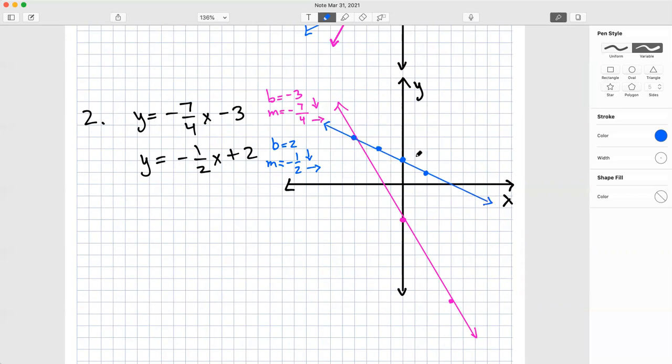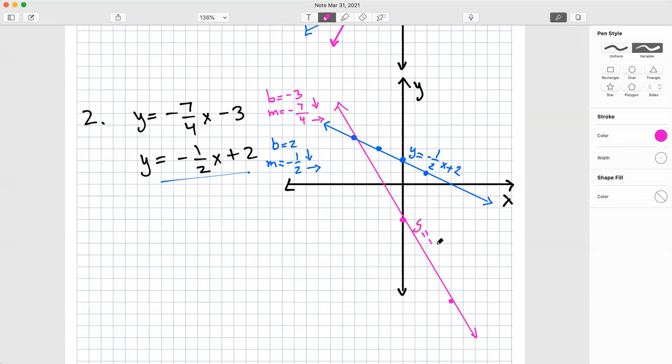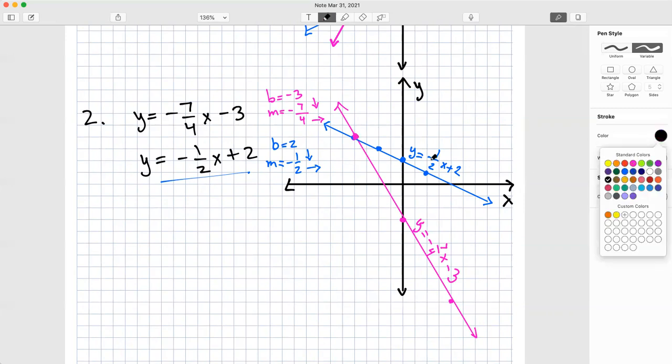So let's just be clear. This is y equals -1/2 x plus 2. And this line right here is y equals -7/4 x minus 3. Sorry if it's a little bit sloppy. And so our intersection point is right there. Because our intersection point is right there, that is the solution to the system.